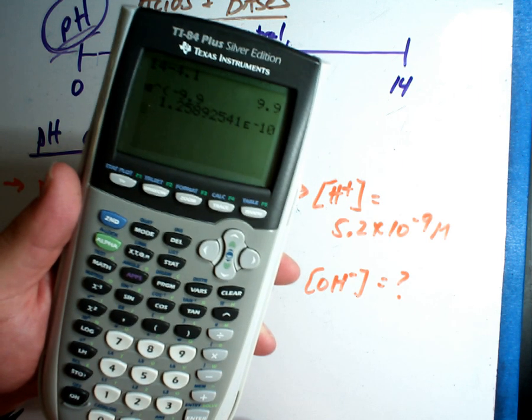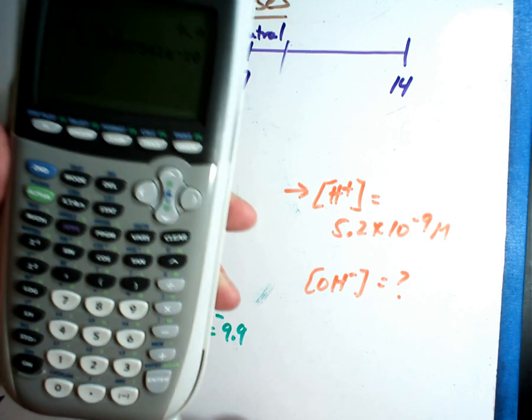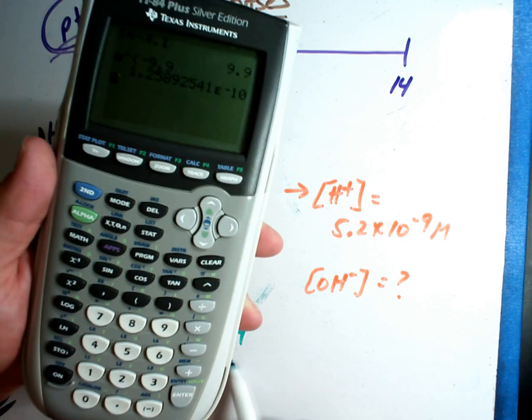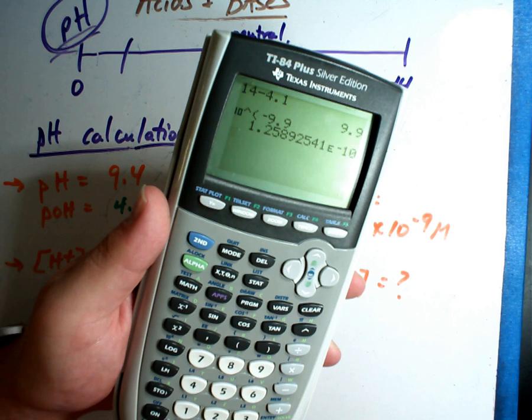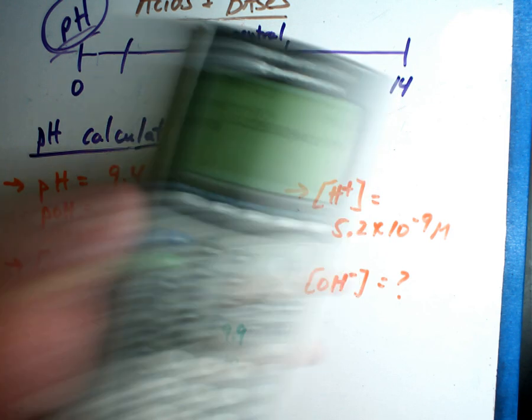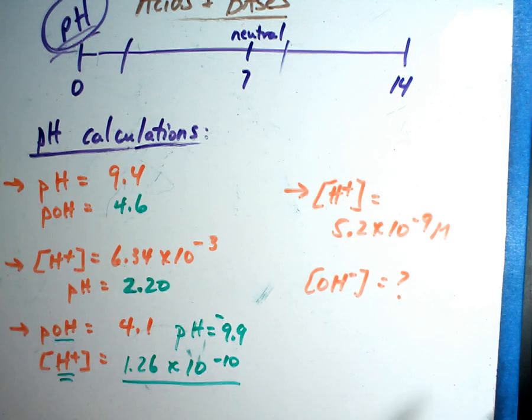1.25, or 1.26, excuse me, times 10 to the negative 10th. There it is on my screen. 1.26 times 10 to the negative 10th. And there's the answer. They could ask me any question. If they asked me if it was an acid or base, I look at pH. That's above 7, so 9.9, it's a base.